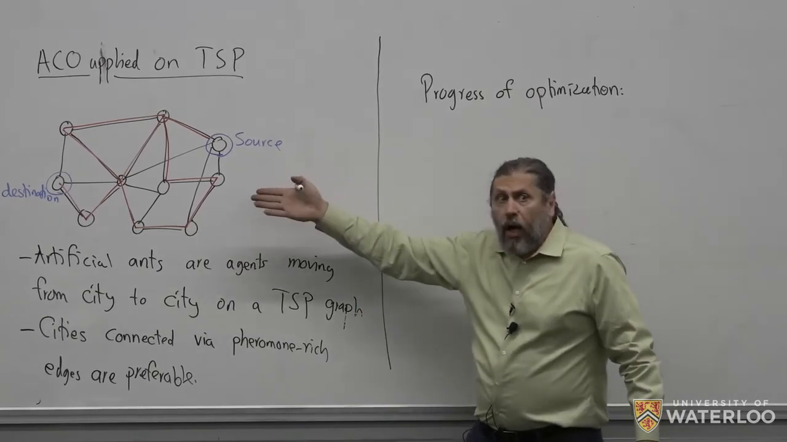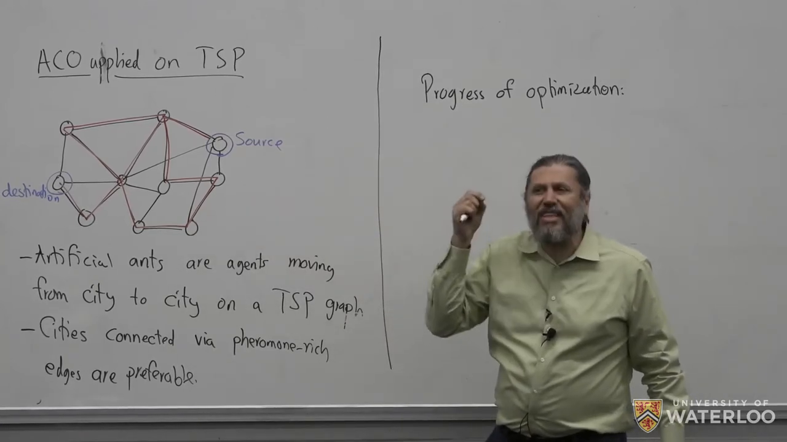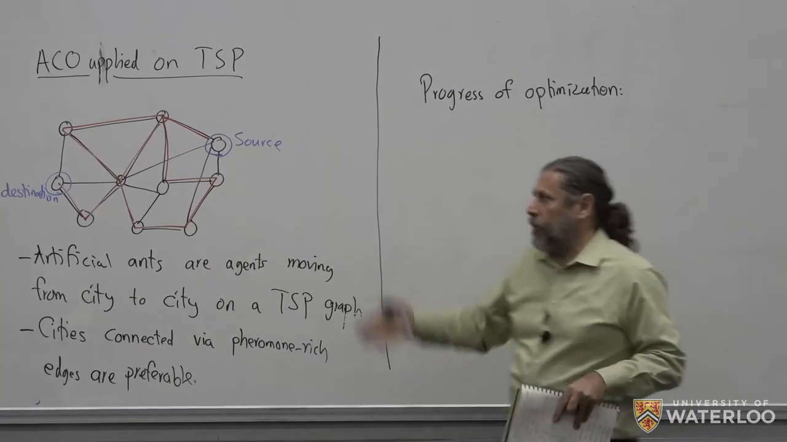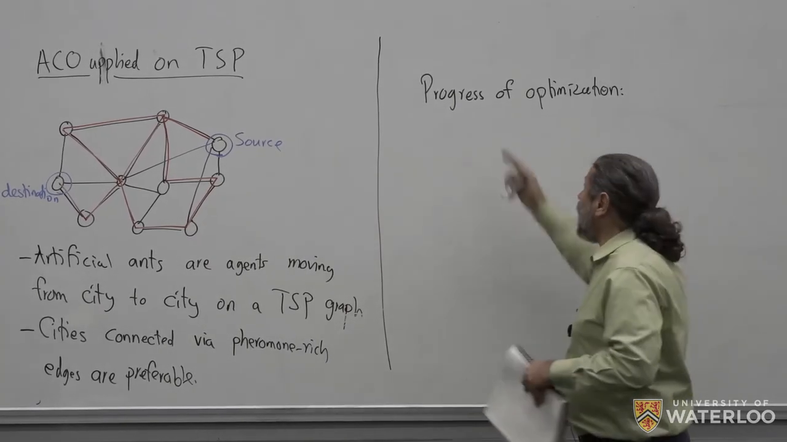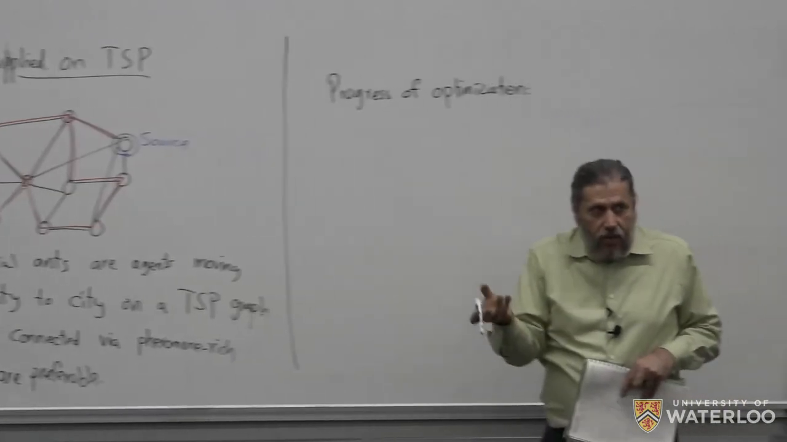So, okay, you need meta-heuristics. You cannot do this with a deterministic algorithm. You need some stochasticity in the game. Ant colony optimization. But how? How do I make sure that things make progress?